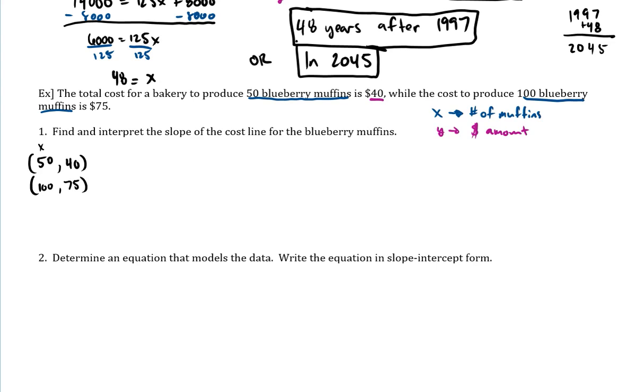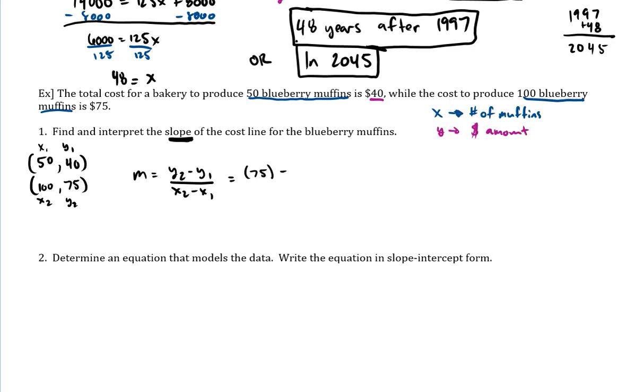Okay, so these are our X1, Y1, and X2, Y2. And they want us to find and interpret the slope of the cost line for the blueberry muffin. So all they want is the slope in this equation, or in this part. So let's go ahead and use our slope equation. So our slope is Y2 minus Y1 over X2 minus X1. And from there, we could plug those in.